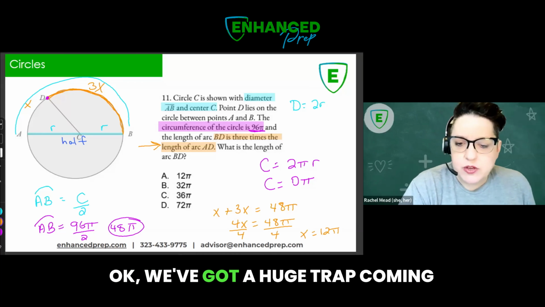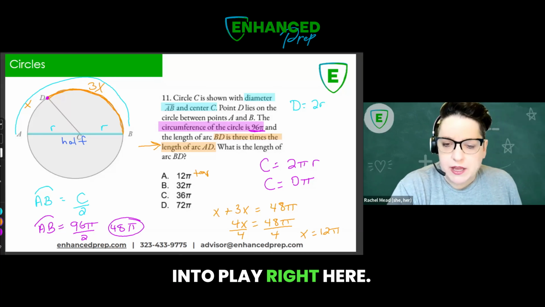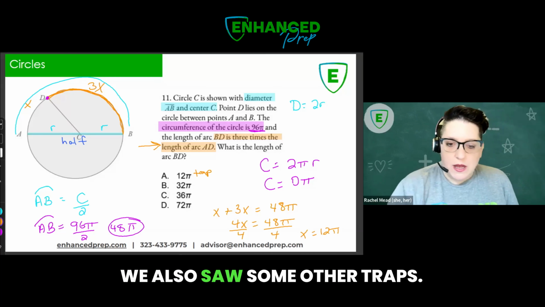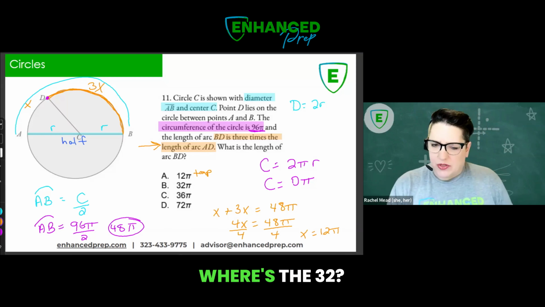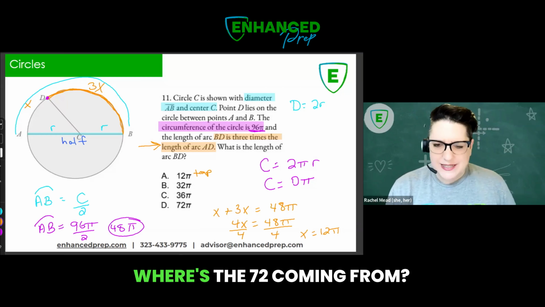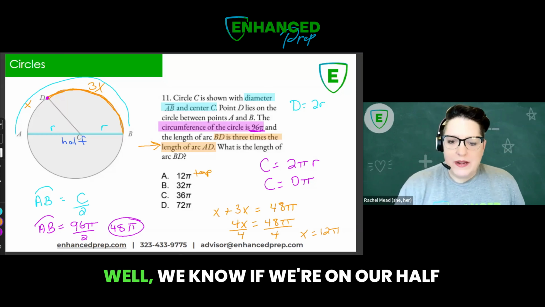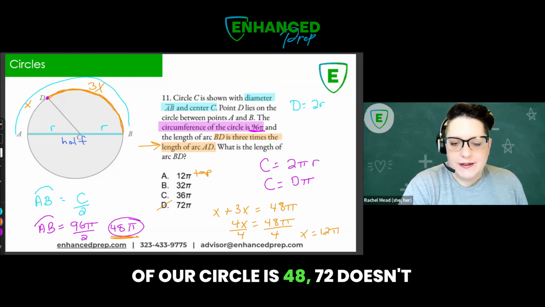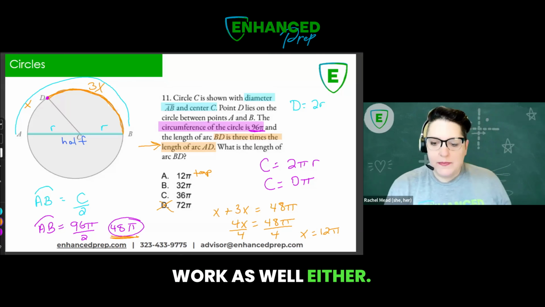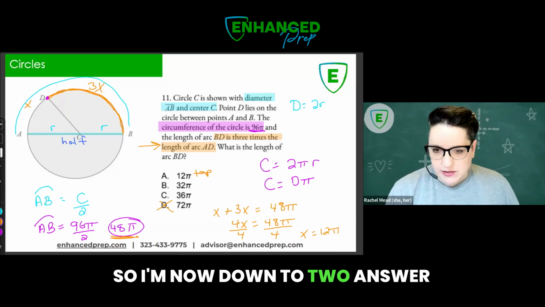Okay, we've got a huge trap coming into play right here. We also saw some other traps when we're paying attention to this, right? Where's the 32? Where's the 36? Where's the 72 coming from? Well, we know our half of the circle is 48, so 72 doesn't work either. So I'm now down to 2 answer choices.